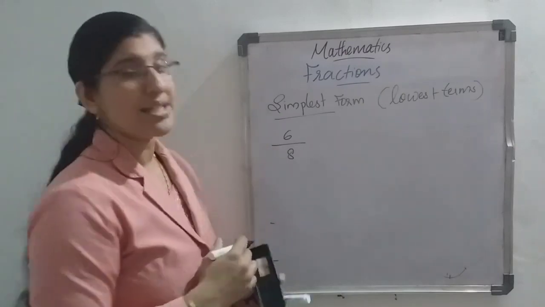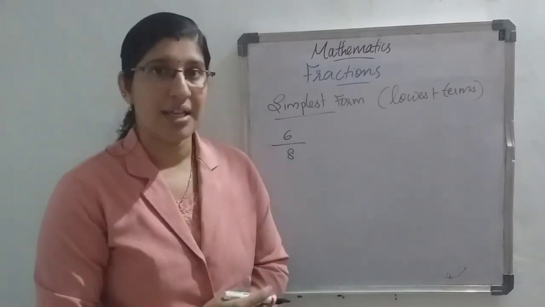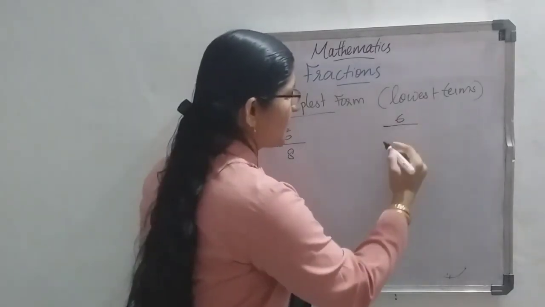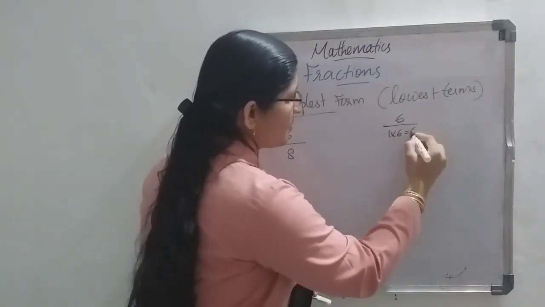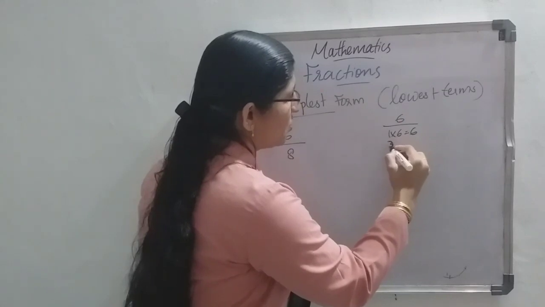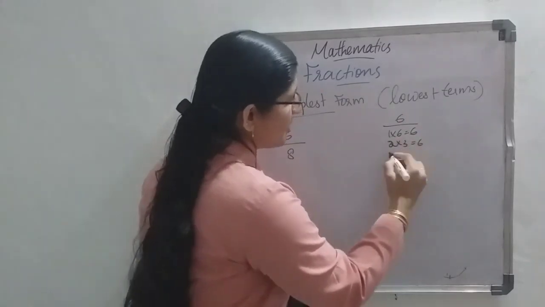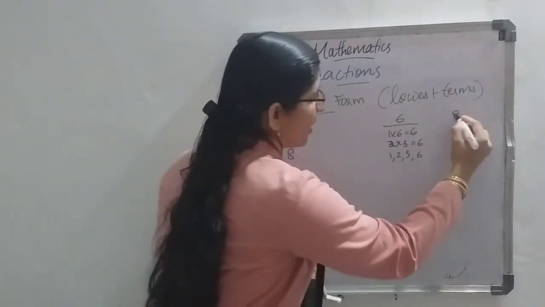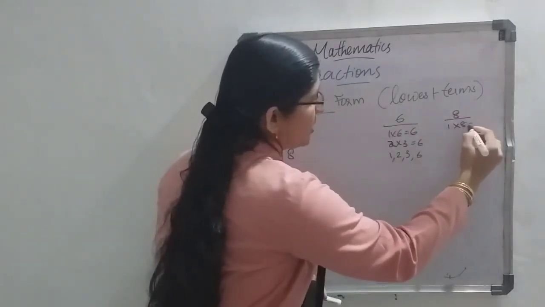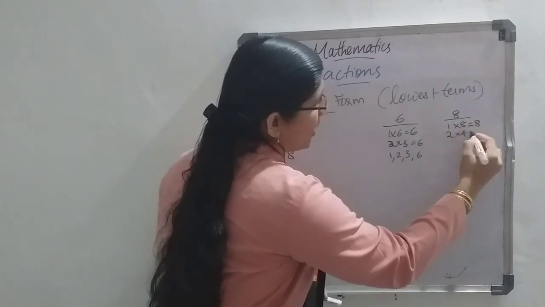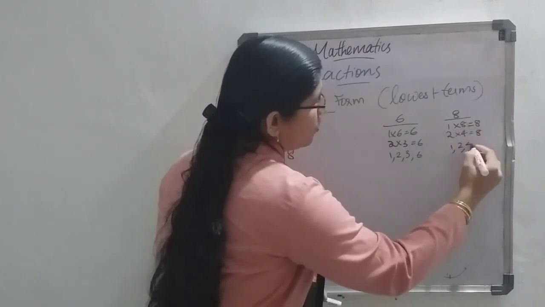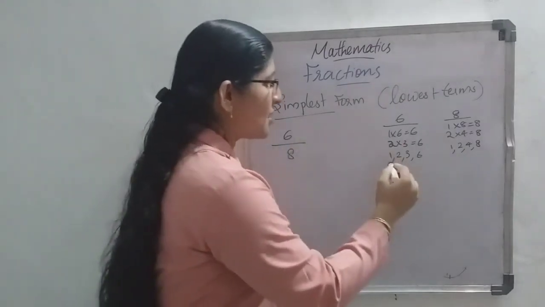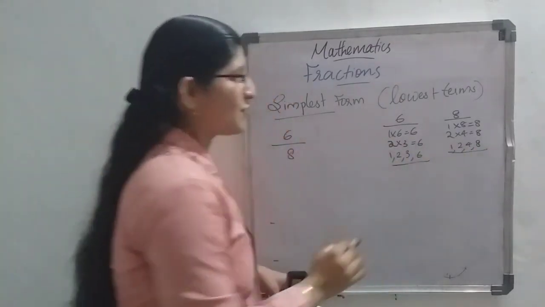Yes. We already studied the factors, isn't it? In the last chapter we studied the factors. So which are the factors of 6? 1 into 6 is 6. 2 into 3 is 6. So the factors are 1, 2, 3, 6. And what about 8? Factors of 8: 1 into 8 is 8. 2 4s are 8. So 1, 2, 4, 8 are the factors. So 6 has 4 factors, and 8 also has 4 factors.